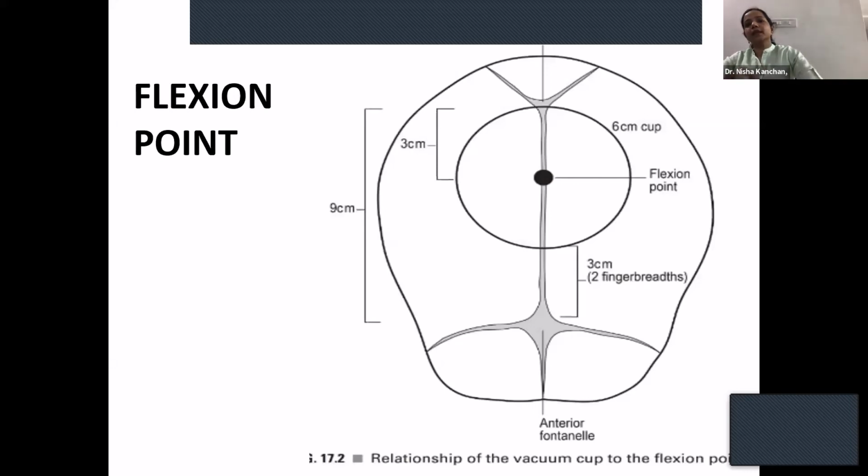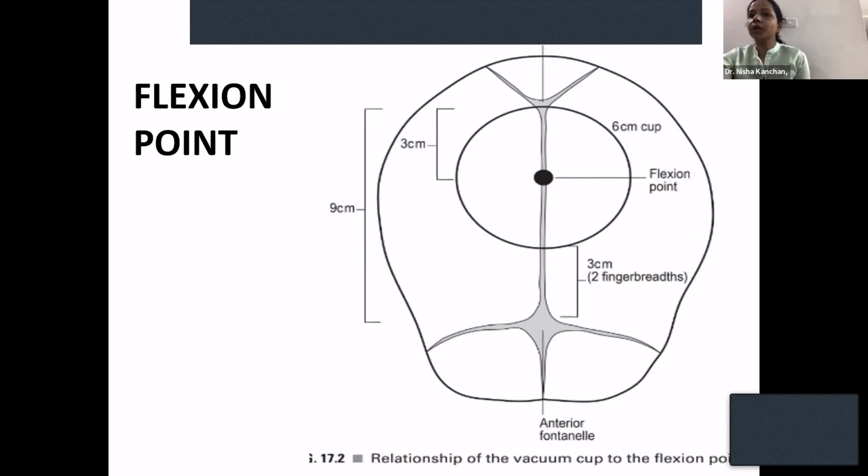Now, why this flexion point is important is that the center of your vacuum cup should correspond to the flexion point. That is where your force of traction is going to come. So when the center of the vacuum cup corresponds to the flexion point, when you pull the vacuum, you're going to flex the baby's head. Flexion is always better because the smallest diameter, which is suboccipitobregmatic, will come out through the pelvis.